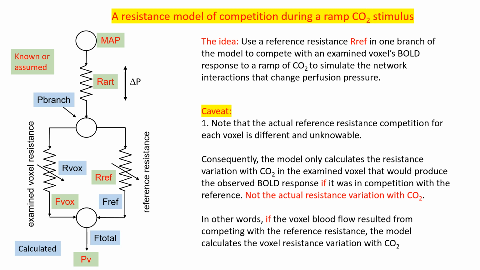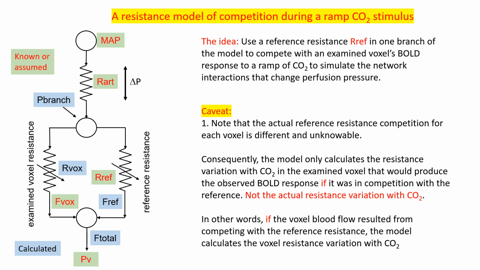Here is the model of the competition between resistances. The idea is to use a reference resistance, Ref, in one branch of the model to compete with an examined voxel's BOLD response to a ramp of carbon dioxide, Fvox. This competition simulates the network interactions that change the perfusion pressure, P branch. The model variables that are known quantities are shown in red, and using these values, the resistance model can be viewed as an electrical circuit, and the variables in blue can be calculated.